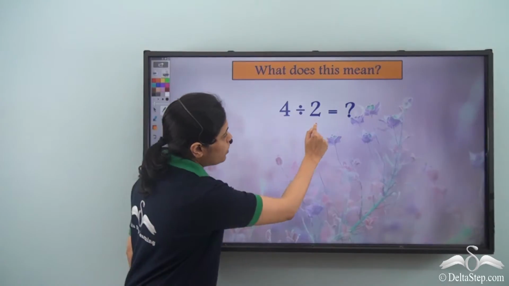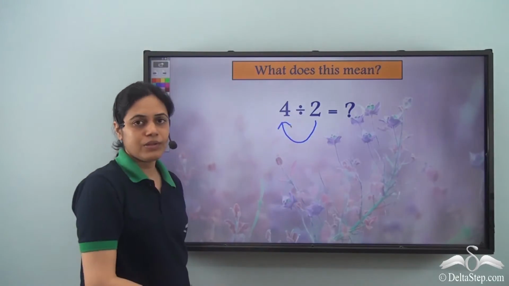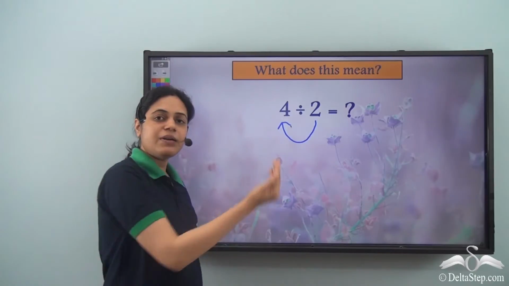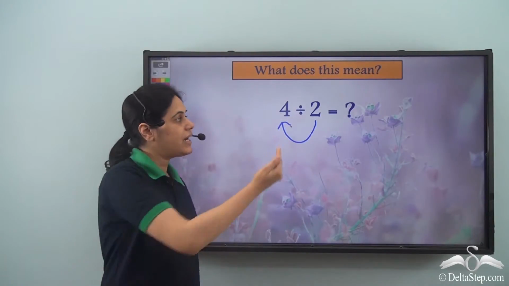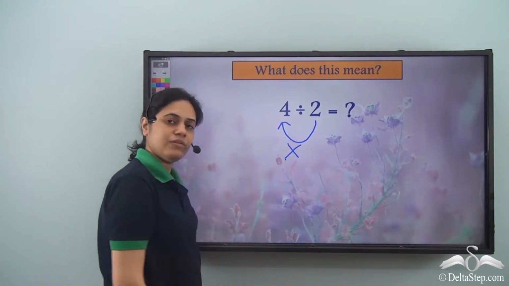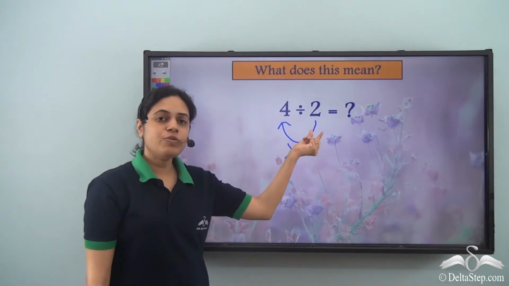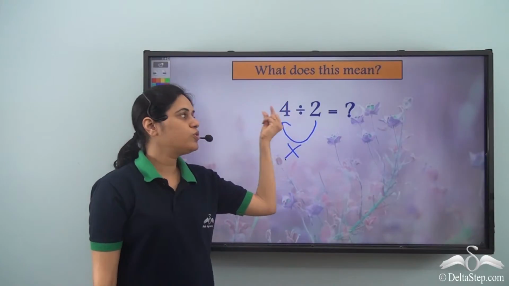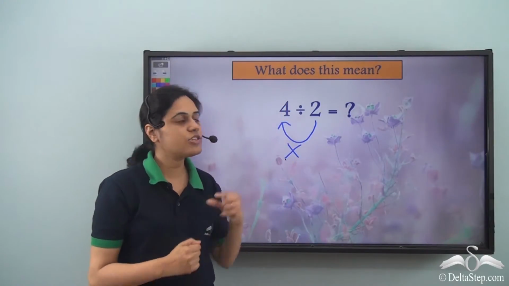So I need to come from here to here. This is 4 divided by 2. But how can I come back from 2 to 4? By multiplying something. So what should be multiplied by 2 to get 4? Will be the answer of this division.